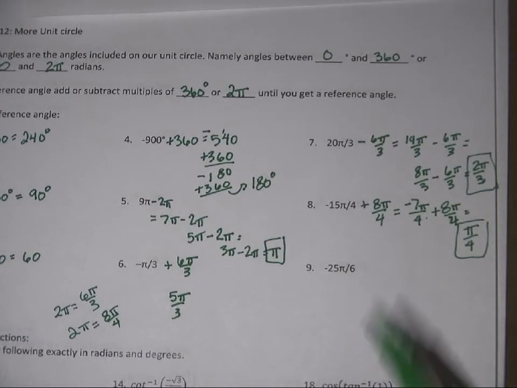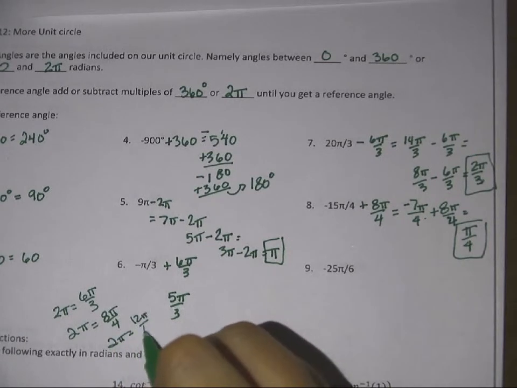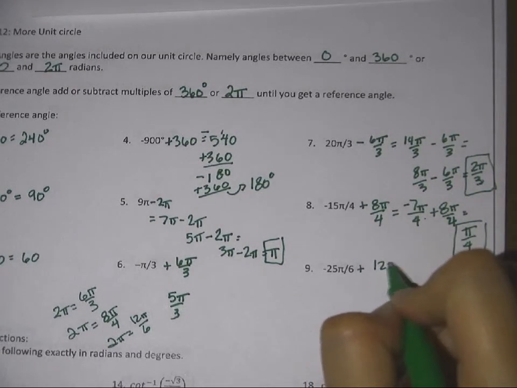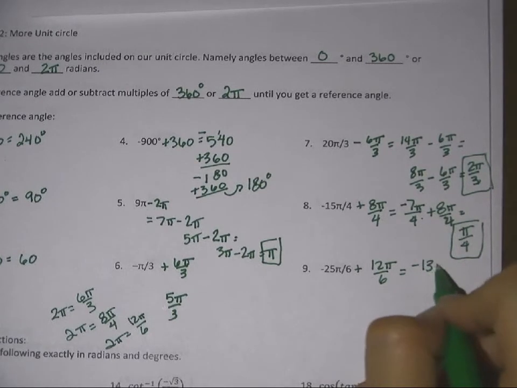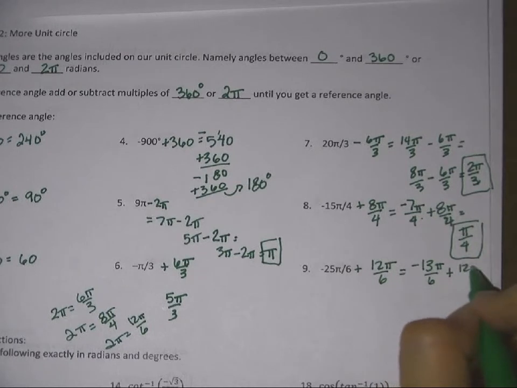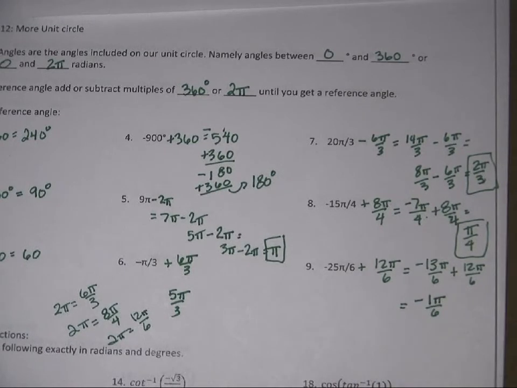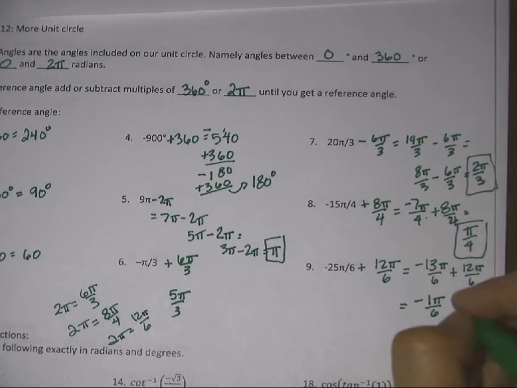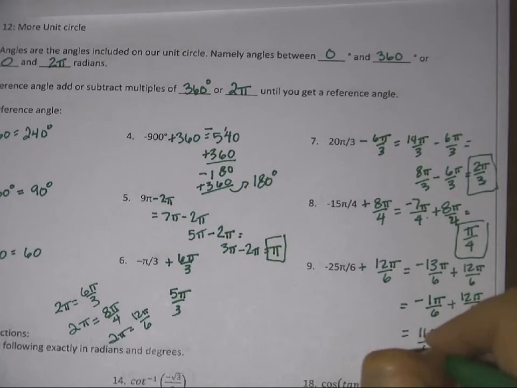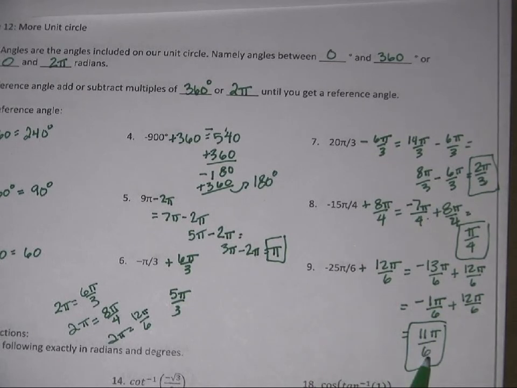Okay, and my last one here. Now I've got a denominator of 6. So I'm going to use 2 pi equals 12 pi over 6 as my factor. So I'm going to add 12 pi over 6, and I get -13 pi over 6. Not on my unit circle yet. Add another 12 pi over 6. I get -1 pi over 6. Close to my unit circle, but still a negative angle. So add 12 pi over 6 one more time. And I get 11 pi over 6. So what I've said is this angle, -25 pi over 6, is the same as 11 pi over 6.